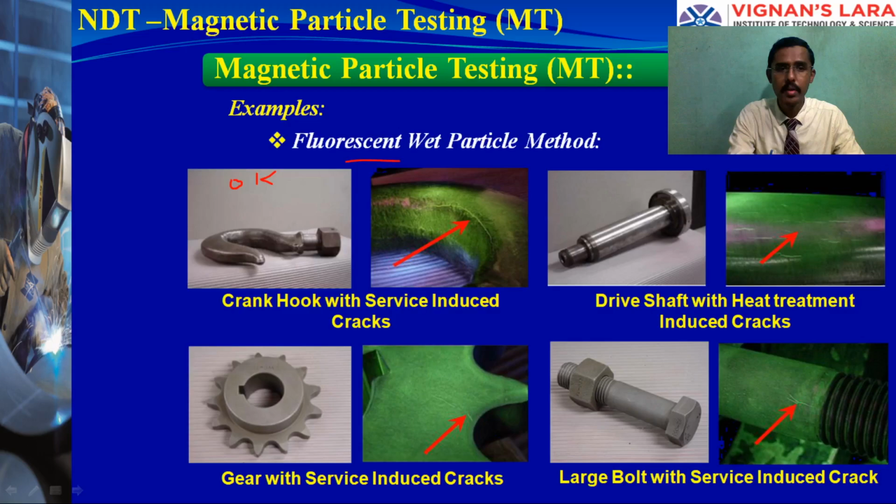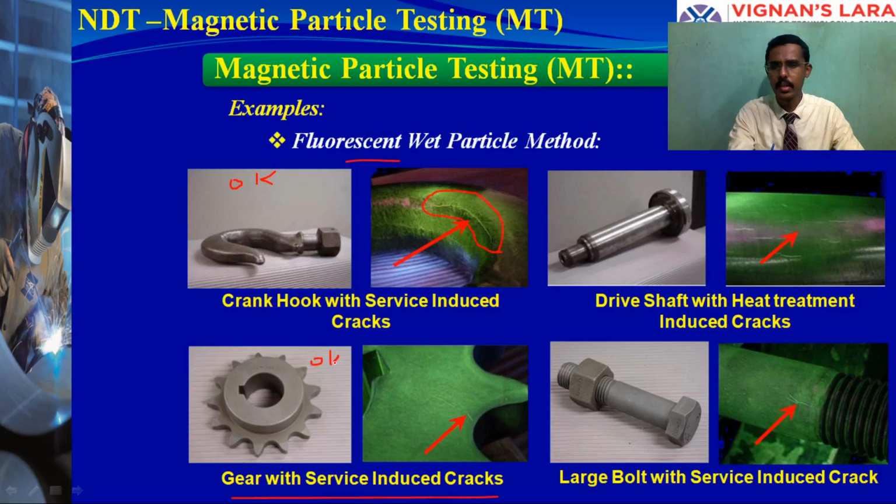See one more example. Here is a gear with service-induced cracks. Without inspection it looks very beautiful and neat. But when I do the inspection through the fluorescent wet particle method, it shows the crack here. Reject. Okay, so likewise it is possible to do. Let's see one more example: a drive shaft with heat treatment induced cracks. Here it is not visible, but with the method a few are visible there.